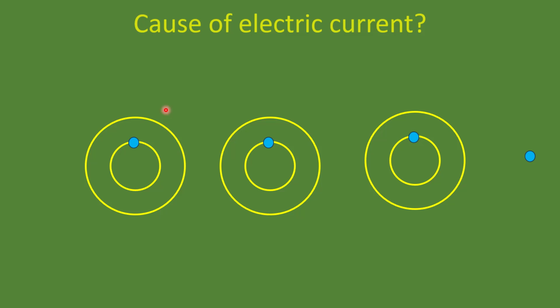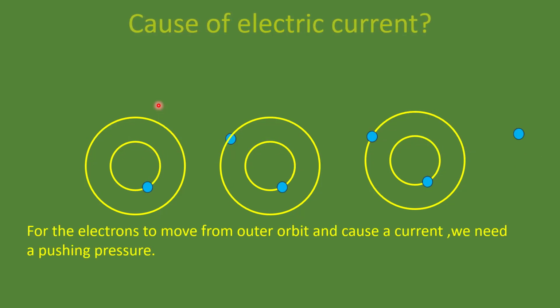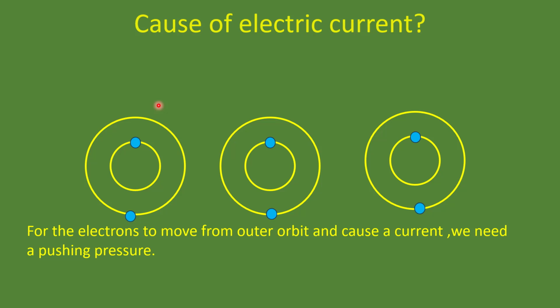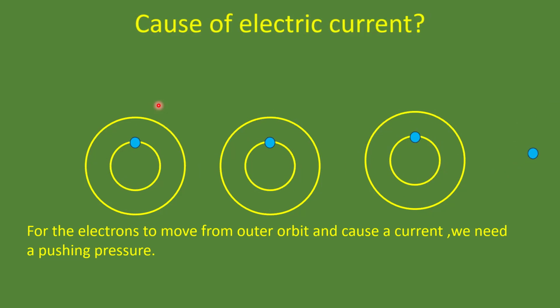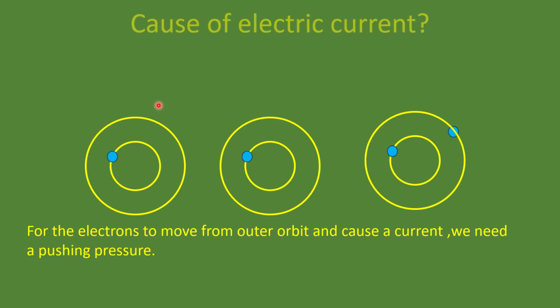If we apply a voltage or potential difference, then electrons will move in a specified direction. This causes a usable current. For the electrons to move, we need a pushing force. Some force needs to push the electrons in one direction. This force is called potential difference or voltage. The voltage or potential difference is the reason behind the electric current.